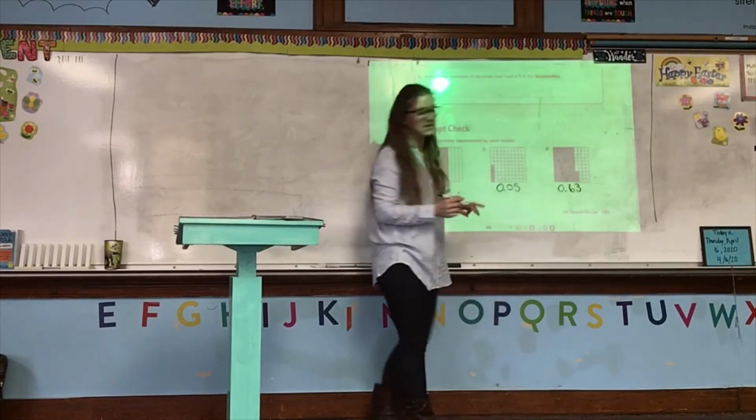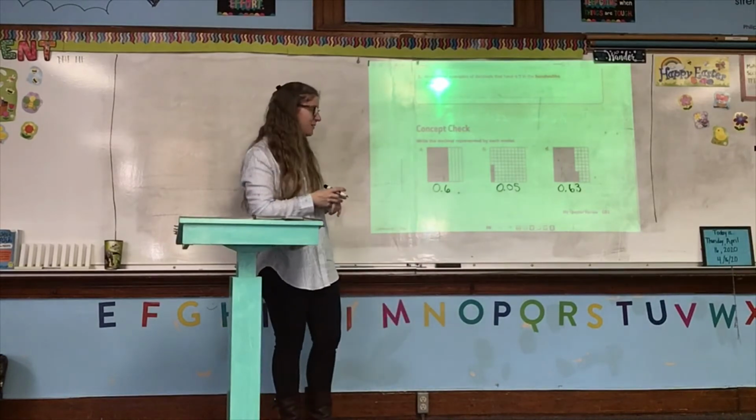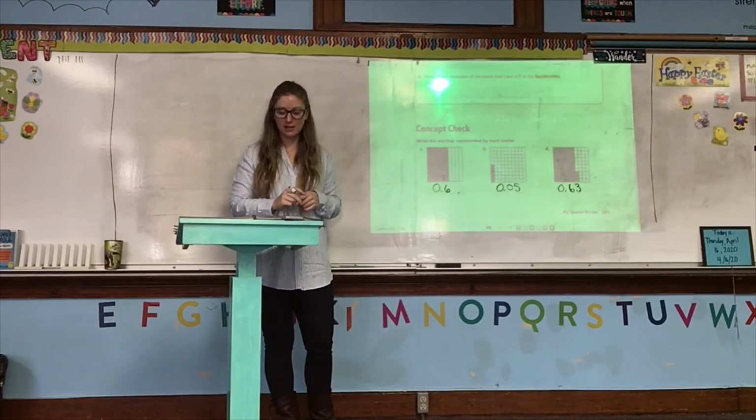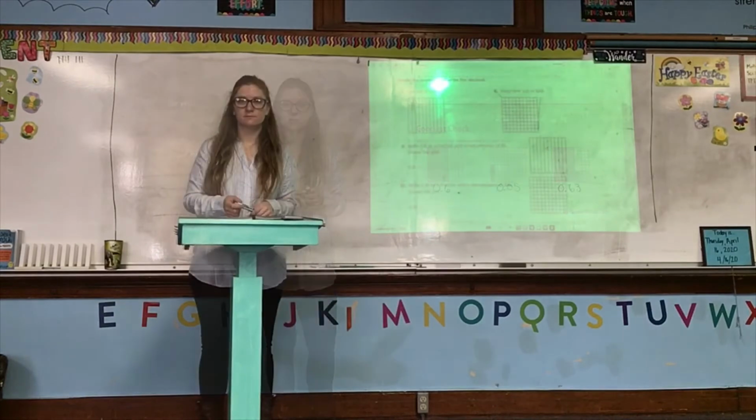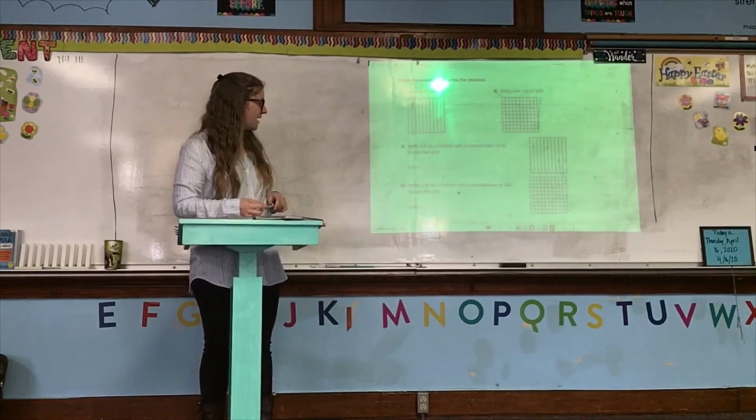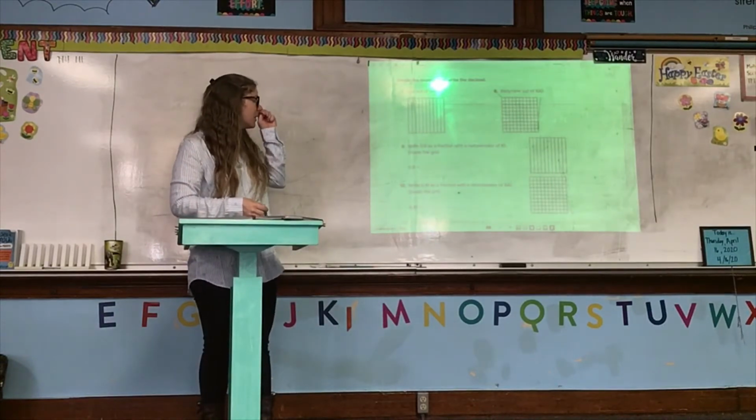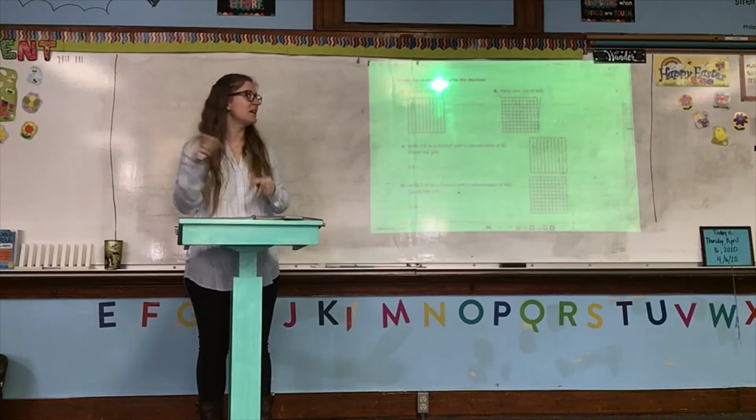So that means 63 out of 100 pieces are shaded, or 63 hundredths. Now let's go on to the next page. Okay, so for numbers 7 through 10, we are going to shade the model, then write the decimal.